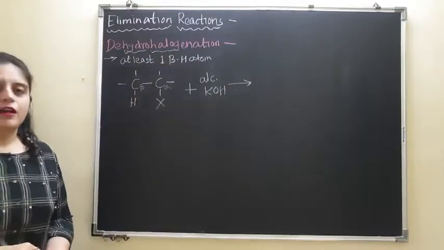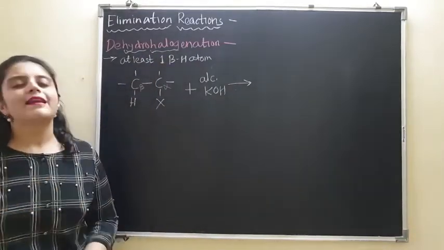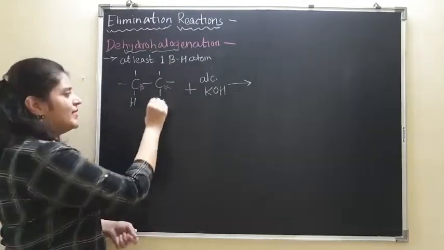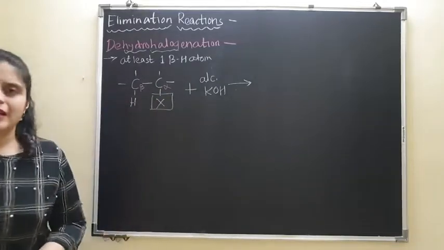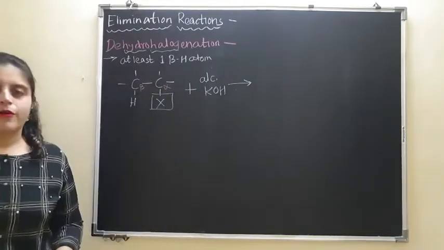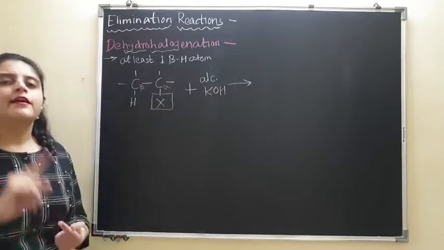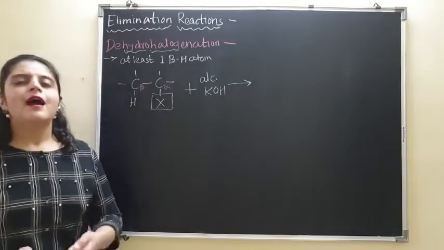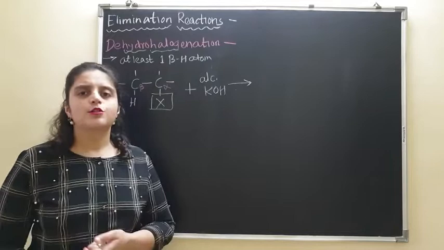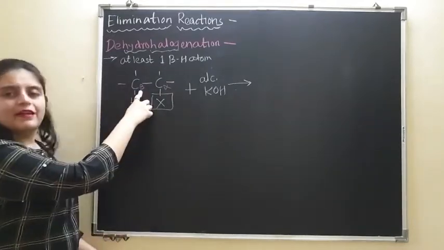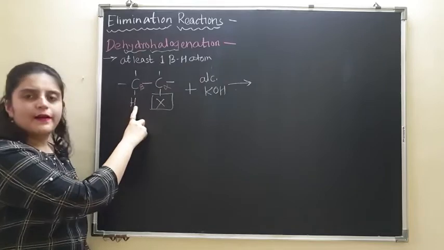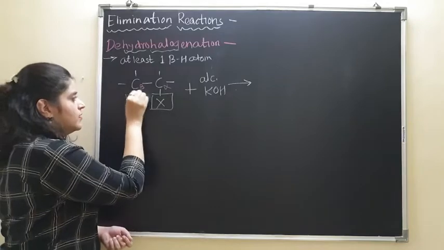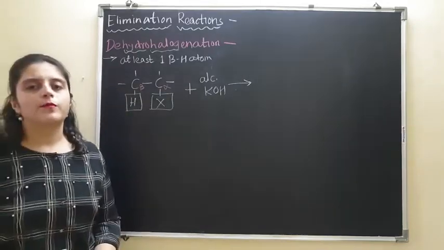When they are boiled with alcoholic KOH, what is going to happen is one hydrogen atom will be removed and one halogen atom will be removed. So here you can see there is one halogen atom, so this halogen atom has to be removed from the reactant, and along with that one beta hydrogen will be removed. So what is a beta hydrogen? Hydrogen attached to the beta carbon is beta hydrogen. So this is our beta carbon, and this particular hydrogen is attached to the beta carbon. Therefore this hydrogen will also be removed.